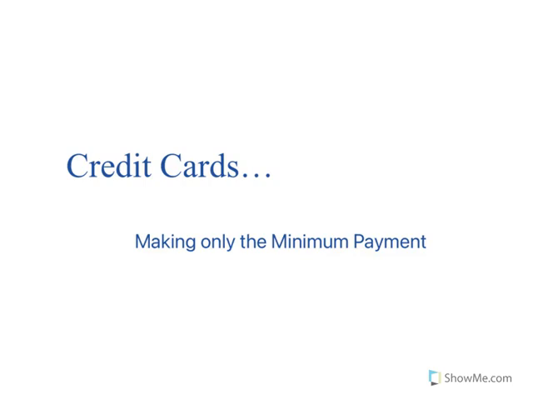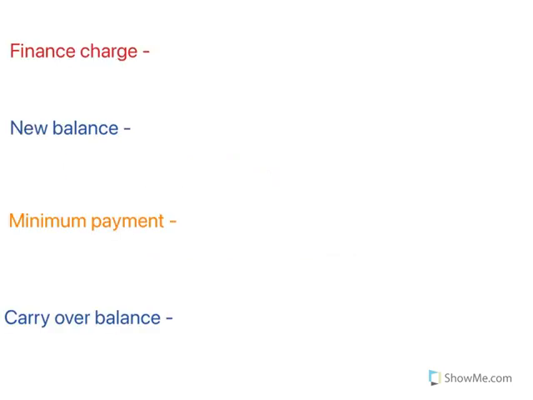Let's talk credit cards and making only the minimum payment. So first, a few things to refresh on credit cards. With credit cards, we have something called the finance charge, which is based off of the APR. To find the finance charge, we will take the carryover balance and multiply by the annual percentage rate divided by 12, because the APR is annual and we make payments monthly.